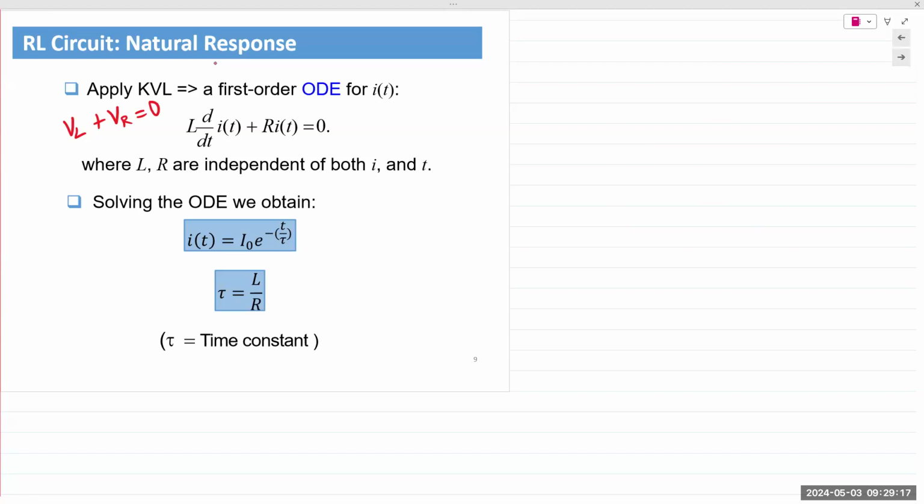We solve this first order differential equation, and you obtain a solution that looks like this. I of t is given by I0 into e raised to minus t over tau. There are a few steps in the middle. Again, for EE major classes, we do show the derivation. Non-EE major classes, we just skip through those.